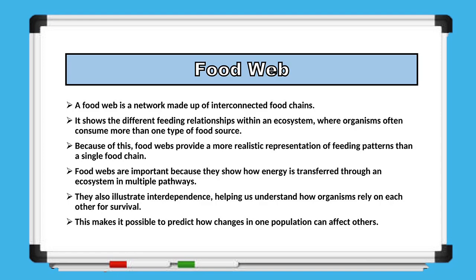A food web demonstrates how energy flows through an ecosystem along multiple pathways. It also highlights the interdependence of organisms, showing that the survival of one species often depends on many others. By studying a food web, we can predict how changes in one population may affect the rest of the ecosystem.